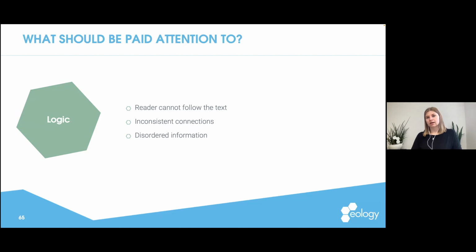Next one, you have to check the logic. Can the reader follow the text? Are there consistent connections, or is it ordered information, or is it just the other way around? Always go for ordered information, the connections, and that your reader can follow the text. So it's all logical and in the end has an added value for your reader.